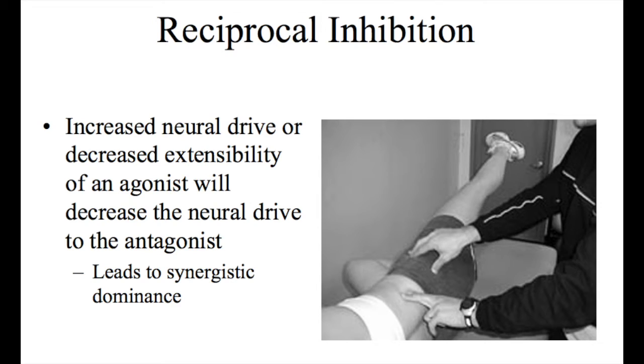The first one, reciprocal inhibition, just refers to increased neural drive or decreased extensibility of a muscle. The agonist will decrease neural drive of the antagonist muscle. A good example of this is tight hip flexors making it more difficult for someone to contract their glutes. I have dealt with this in the past.